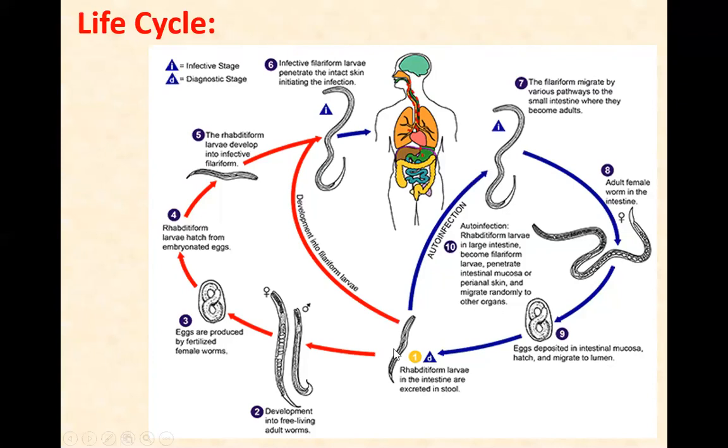In the other pathway, these rhabditiform larvae develop into adult male and female worms, and the gravid female lays eggs. Larvae develop in these embryonated eggs. They hatch and rhabditiform larvae are released. These rhabditiform larvae develop further in due course of time into the filariform larvae, which is the infective stage for human beings. And these filariform larvae are capable of penetrating the intact human skin.